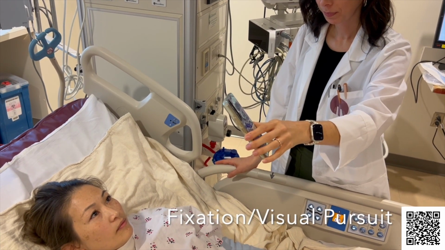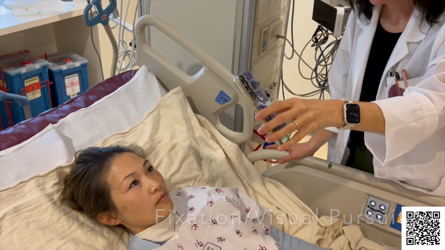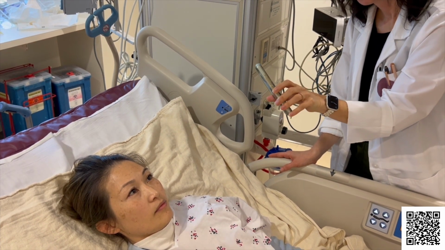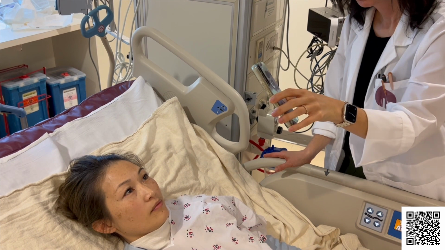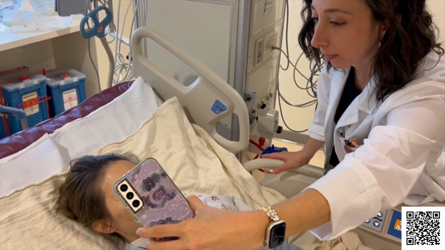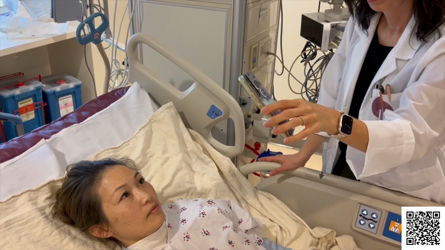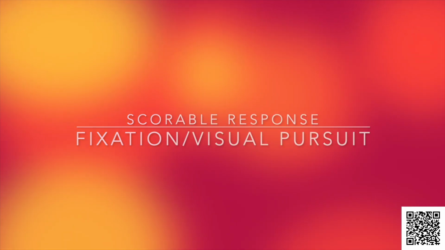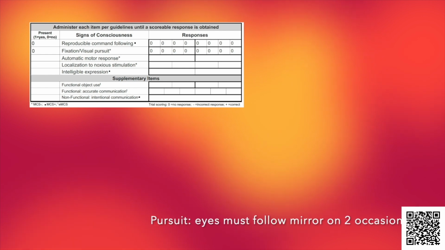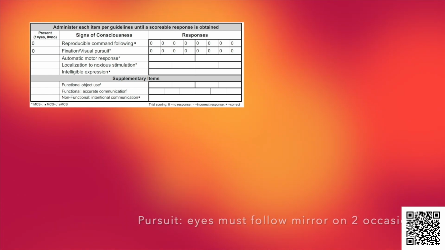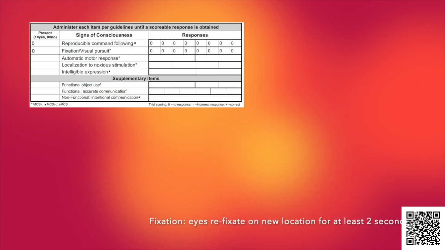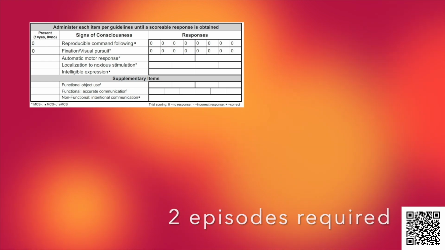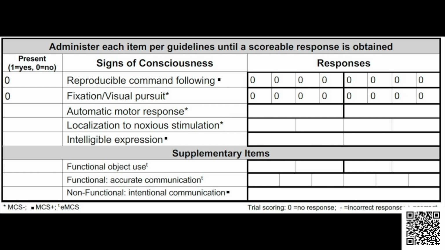Item 2, fixation and visual pursuit. Fixate your gaze on the mirror image. A scorable response for visual pursuit is when the eyes follow the mirror for 45 degrees without loss of fixation on 2 occasions. A scorable response for visual fixation is when the eyes change from the initial fixation point and refixate on the new location for at least 2 seconds. At least 2 episodes of fixation are required. Our patient scored 0 for fixation and visual pursuit.